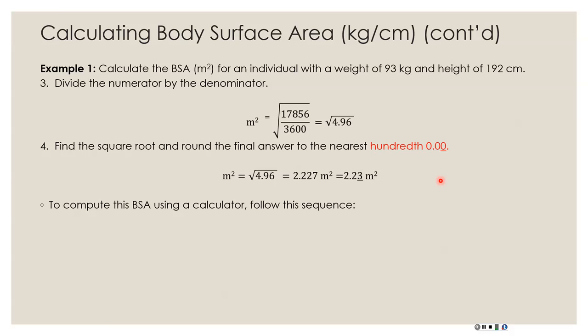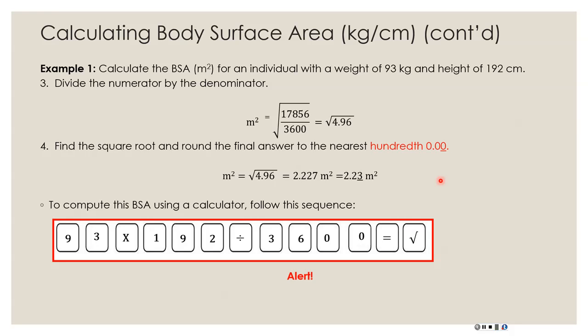Here's how I put it into my calculator. If you're a little bit confused about how you would do this to get the right answer, you would simply take 9.3 times 192. I don't even push equal, and then you just push divided by 3600. And I do push equal at that point, and then you just push your square root button.